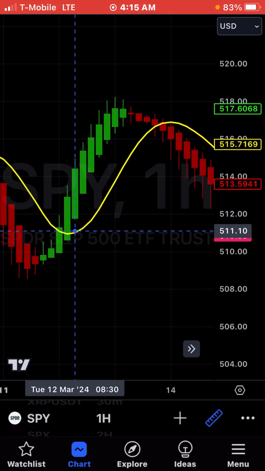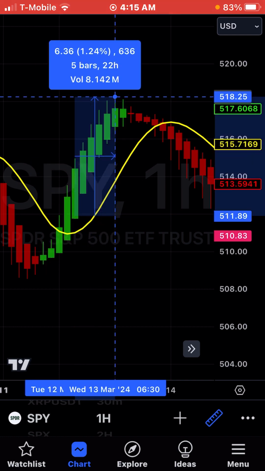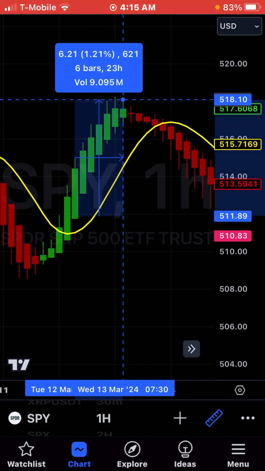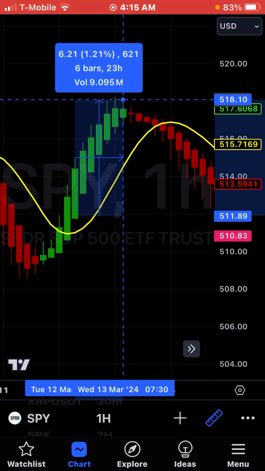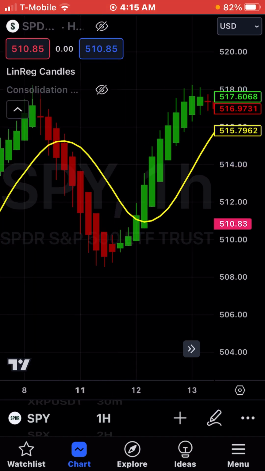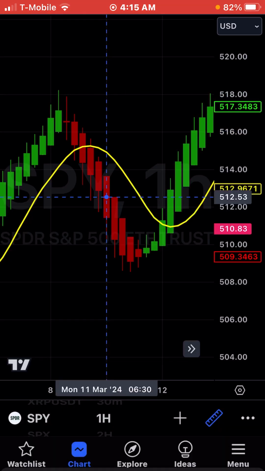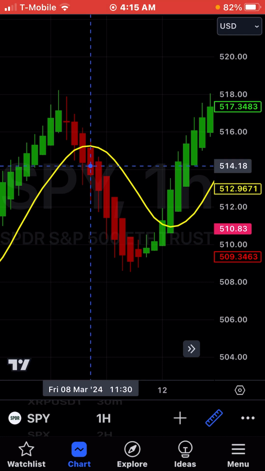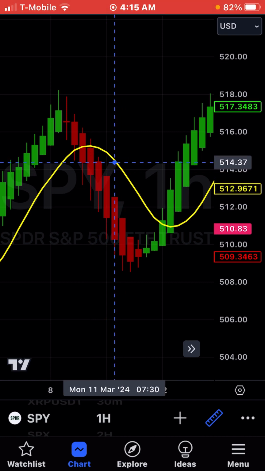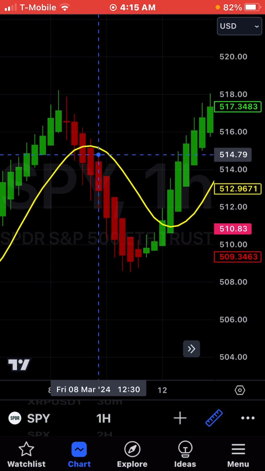So you go in right here, you see the candle going through the linear line, you would enter right here. And you ride it out, you could take profit up here. This is one day, and you would have made $621. So you see how effective the strategy is. The only way you don't win is when you're in a consolidation zone. So just make sure you have your indicator on. Well, I'll do two more, and then you guys get the general idea.